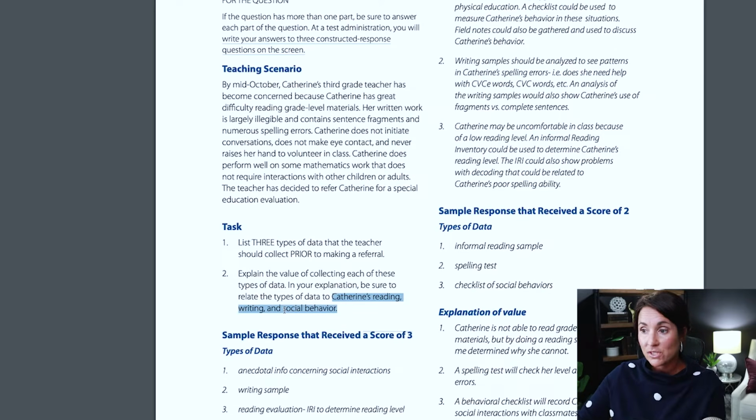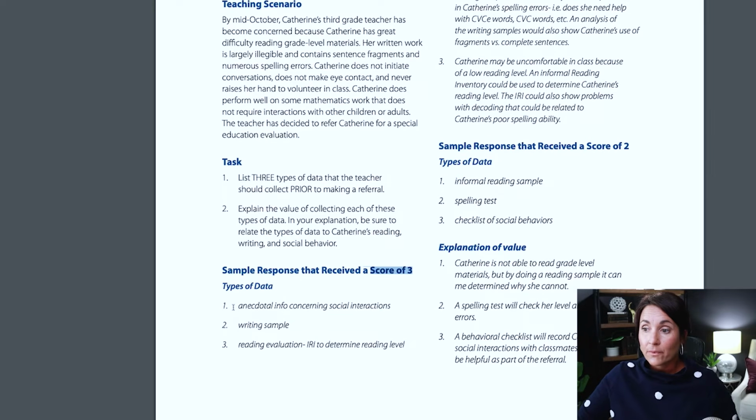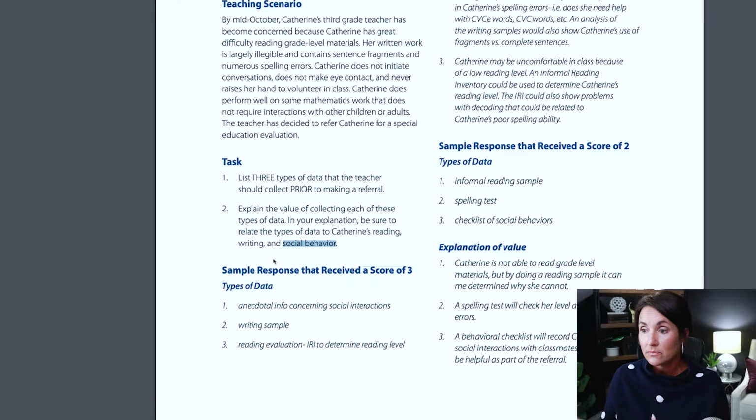Now let's see what this person did. Now this is a score of a 3. So we have anecdotal info concerning social interactions. Well, that's right here. That's where they laid it out. So number 1, done. Anecdotal, remember, that's formative data where you observe, you take down notes, you're writing basically little scenarios of what's going on as she's doing social interactions. Writing sample, boom, right there. There's my writing data, easy peasy.